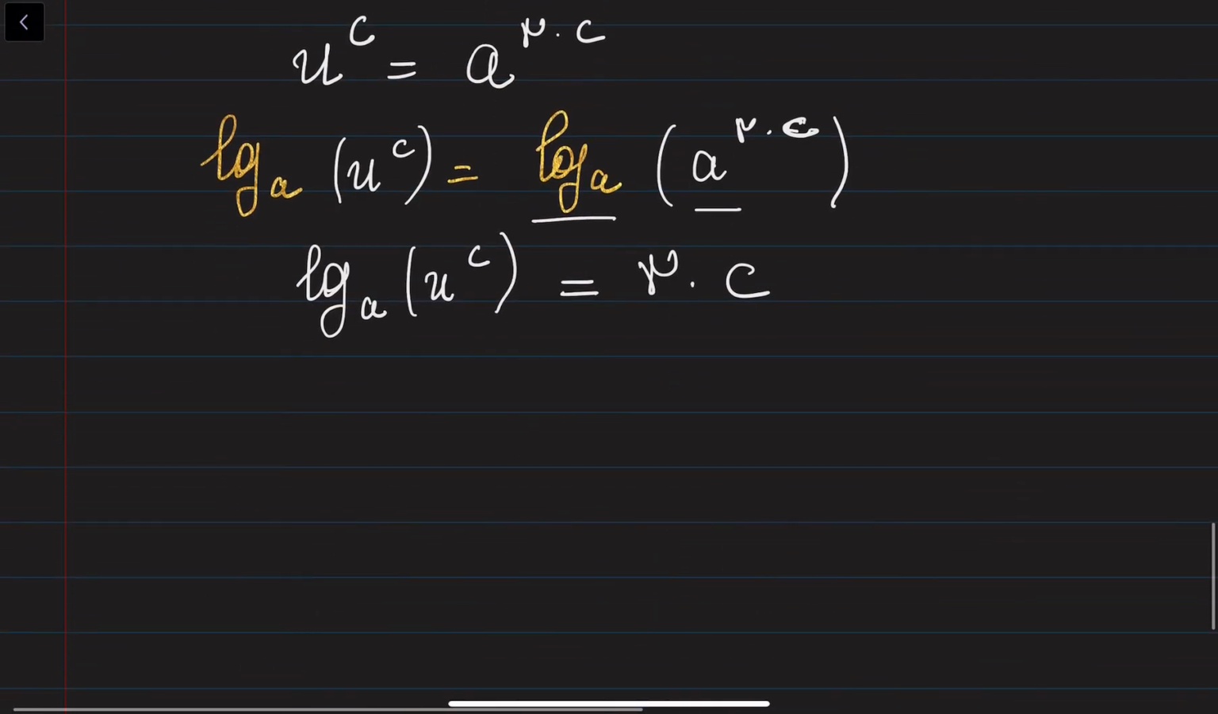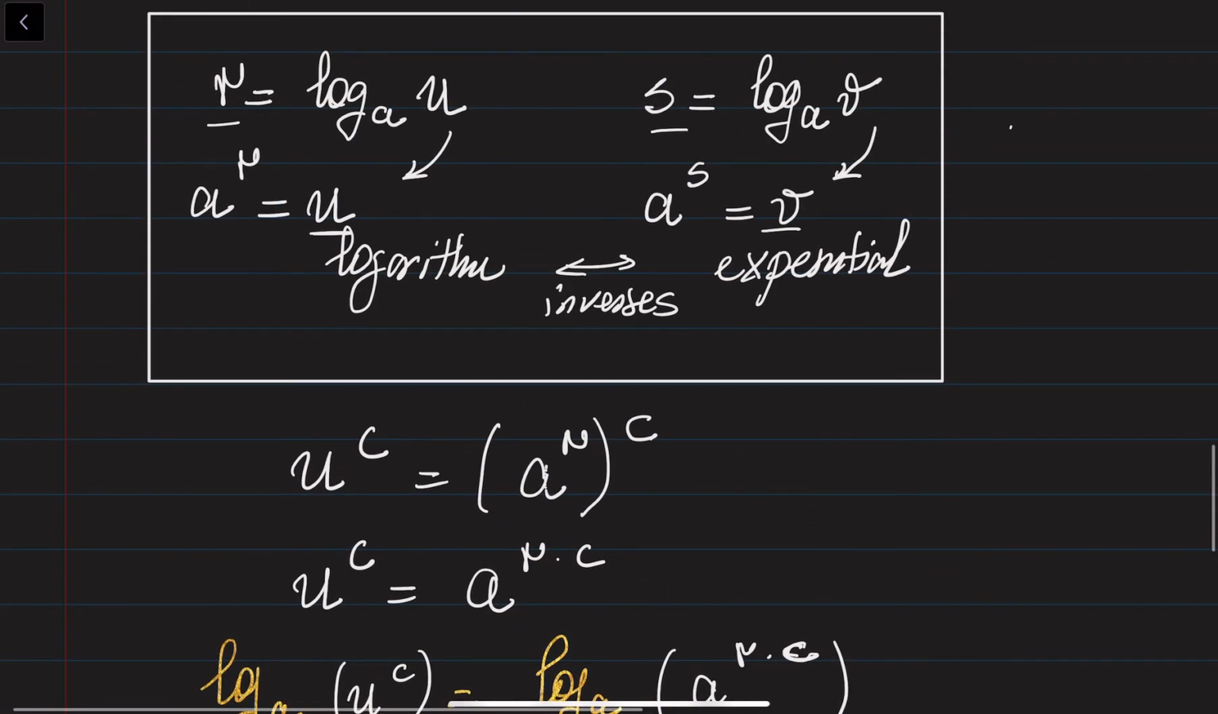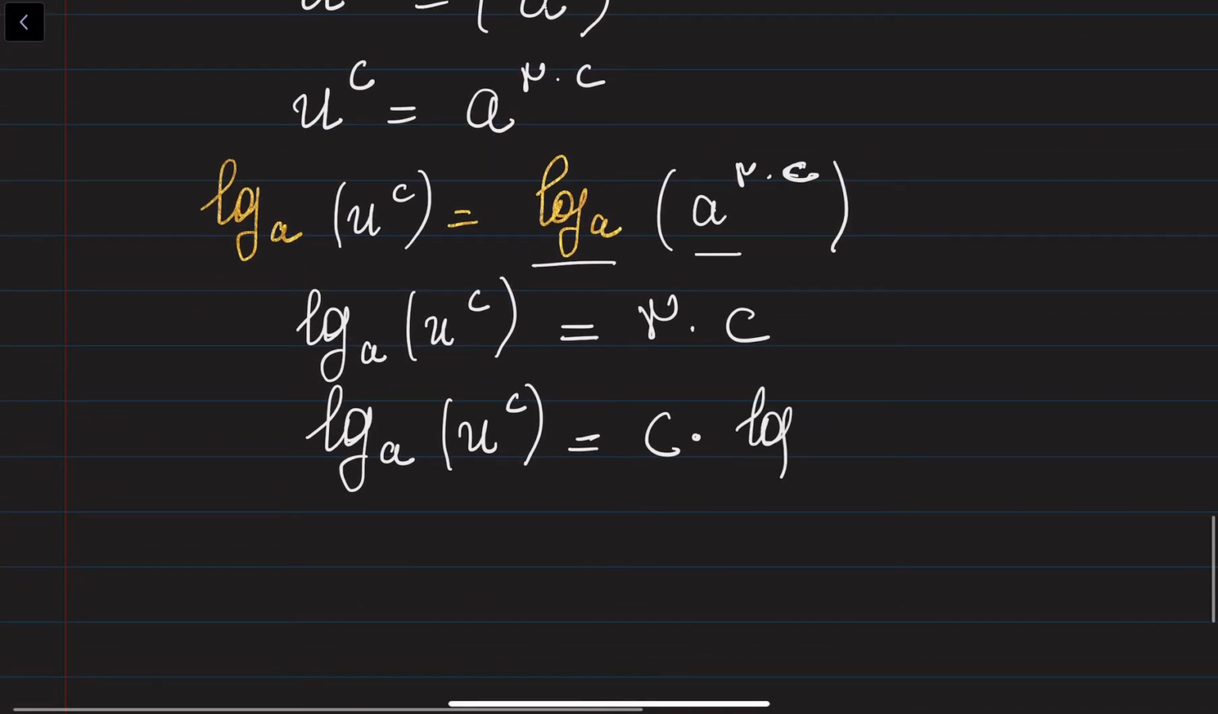So what we are going to do is write down the logarithm of base a of u to the power of c, which is going to be c times the logarithm of base a of u, by the definition. So this is one of the important properties of the logarithmic functions as well.